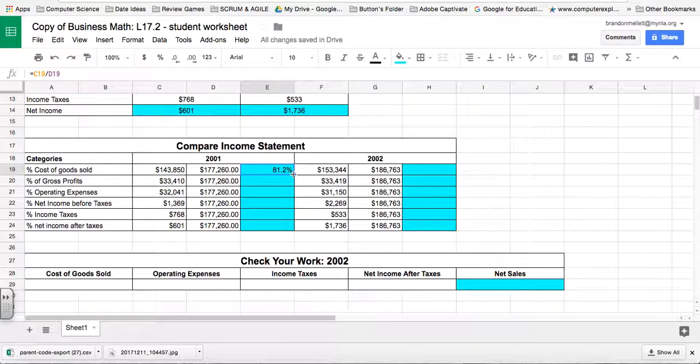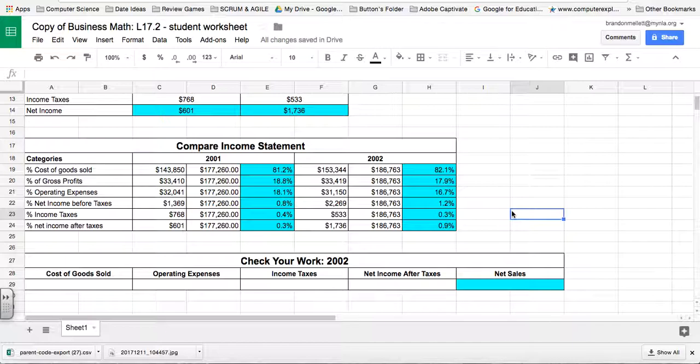Now we're going to take that formula and we are going to copy it all the way down. And we're going to do the same thing on this one. We're going to go particular item, cost of goods sold, divided by the net sales, $186,763, enter. And then we're going to duplicate this one all the way down.